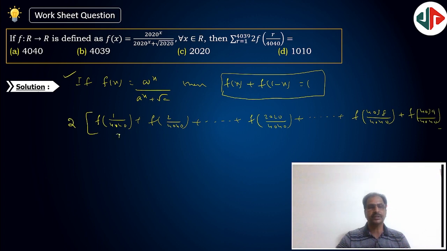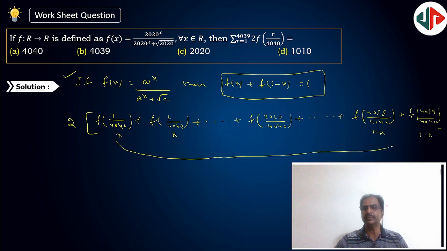Now if this is x, 1 by 4040 is x, then what will be 1 minus x? 4039. This is 1 minus x. Similarly, if this is x, what is 1 minus 2 by 4040? 4038. This is 1 minus x, which means first term plus last term is in the form of f of x plus f of 1 minus x, which is 1.